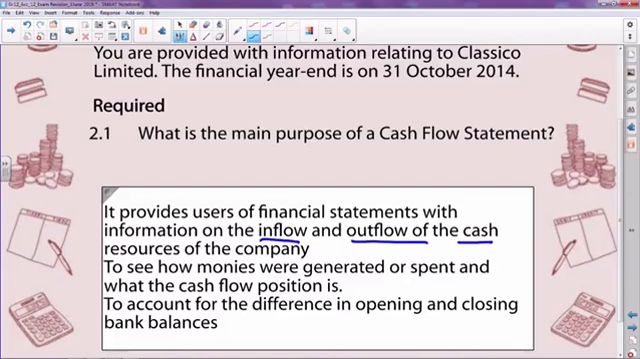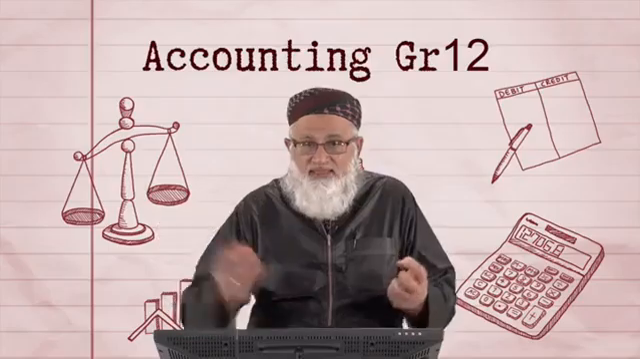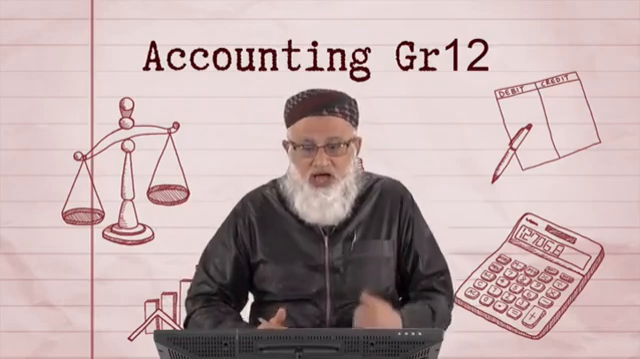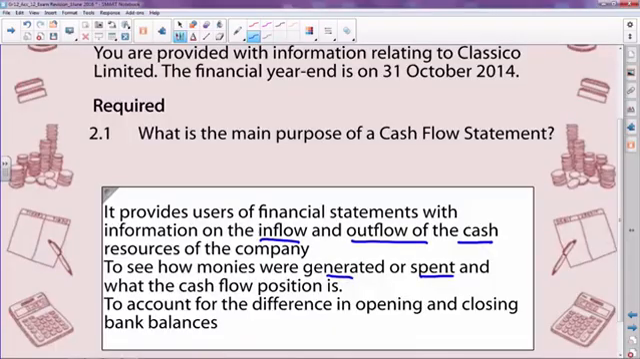It means within a company, there are limitations to your statement of comprehensive income. It cannot tell you what was the inflow and the outflow of cash. It tells you how monies were generated or spent and what the cash flow position is. It also accounts for the difference between your opening and your closing bank balances. At the bottom line of a cash flow statement, guys, it explains the difference between your bank account opening balance and your cash and cash equivalents at the end of the year.